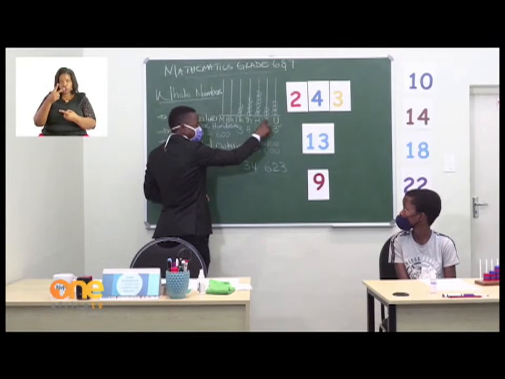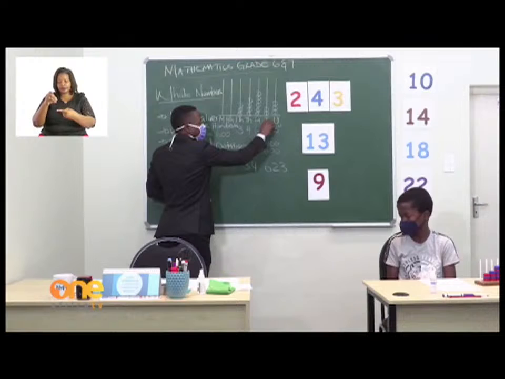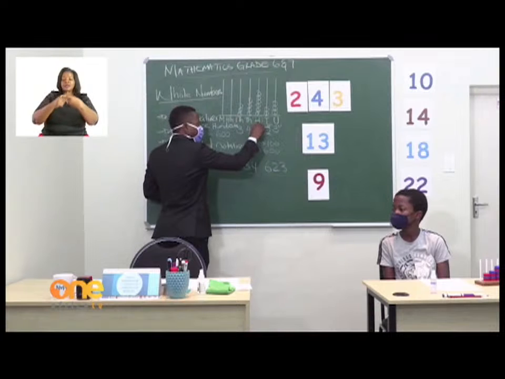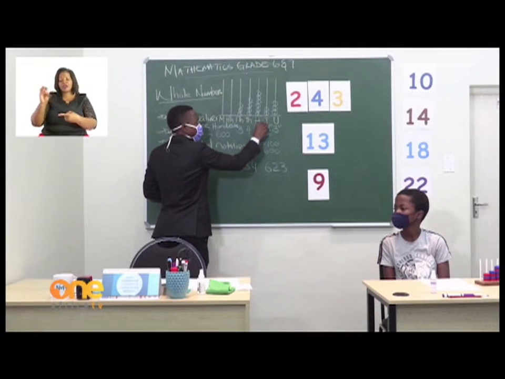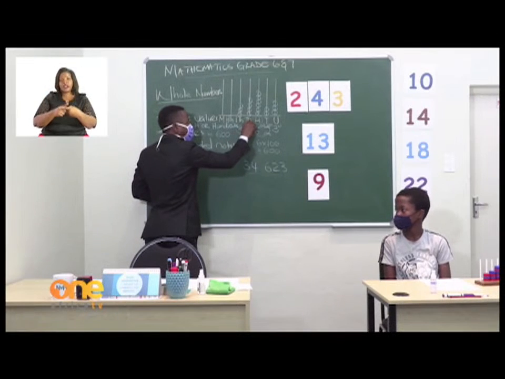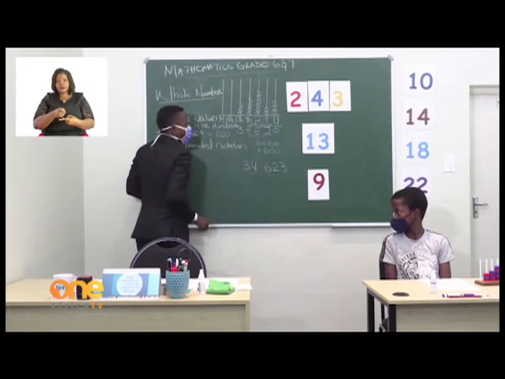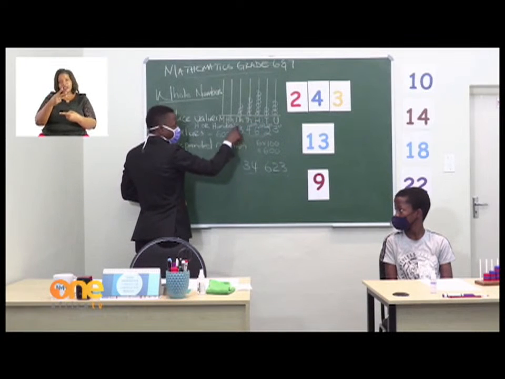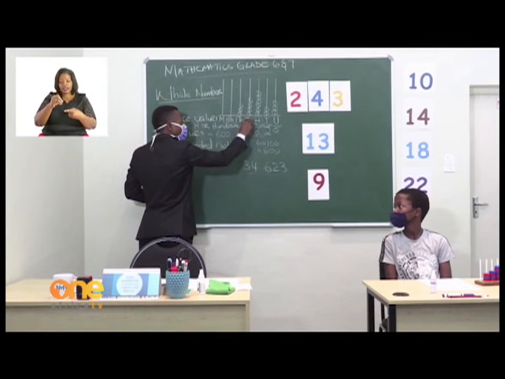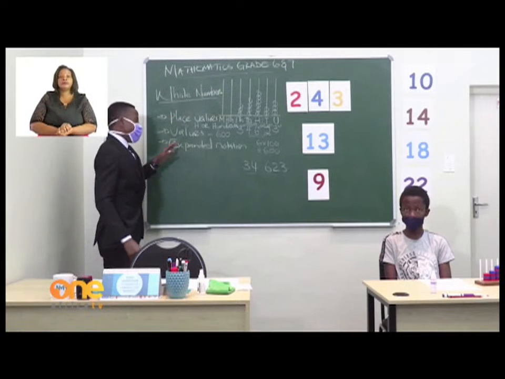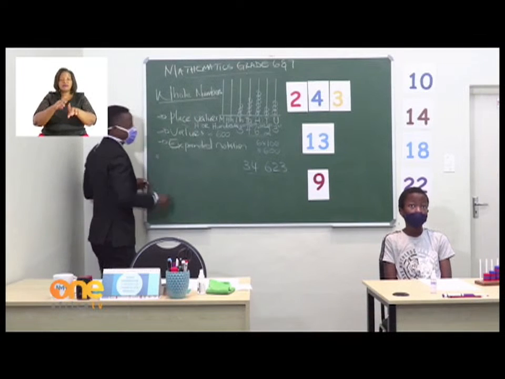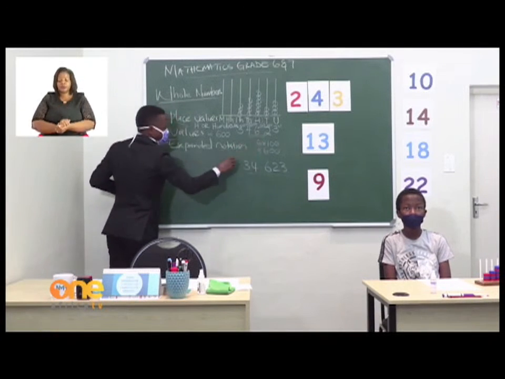2 in position of tens, you multiply with 10. 6 in position of 100, we multiply with 100. 4 in position of 1,000, we multiply with 1,000. And 3 in a position of 10,000, we multiply with 10,000. But when you give your answer, it must be done this way. You say equal, an expanded notation of this number.